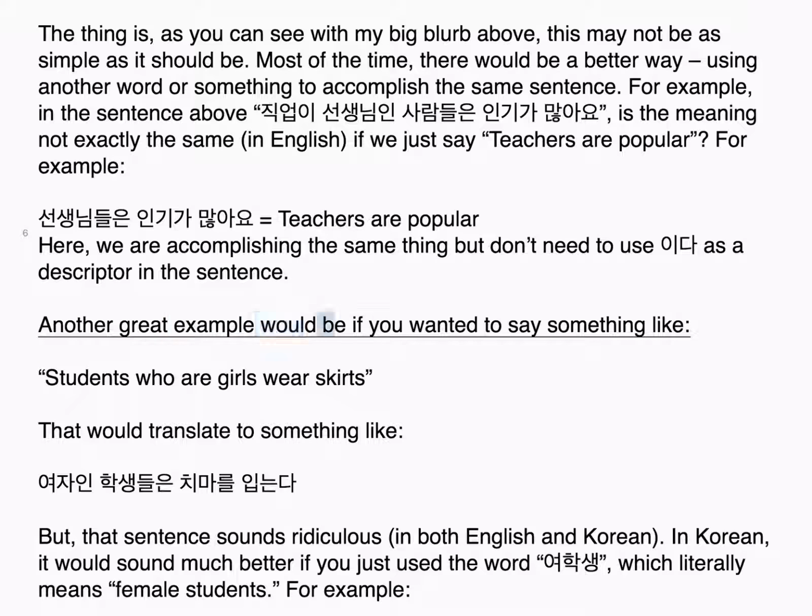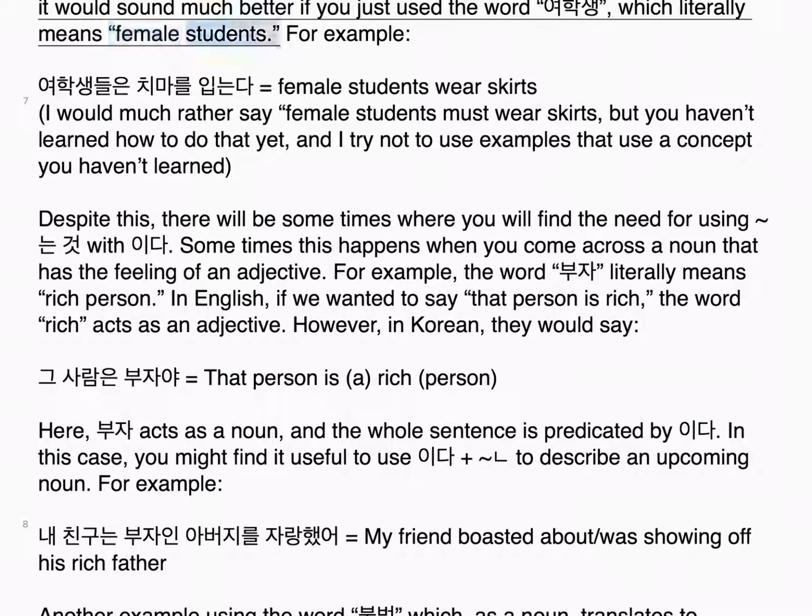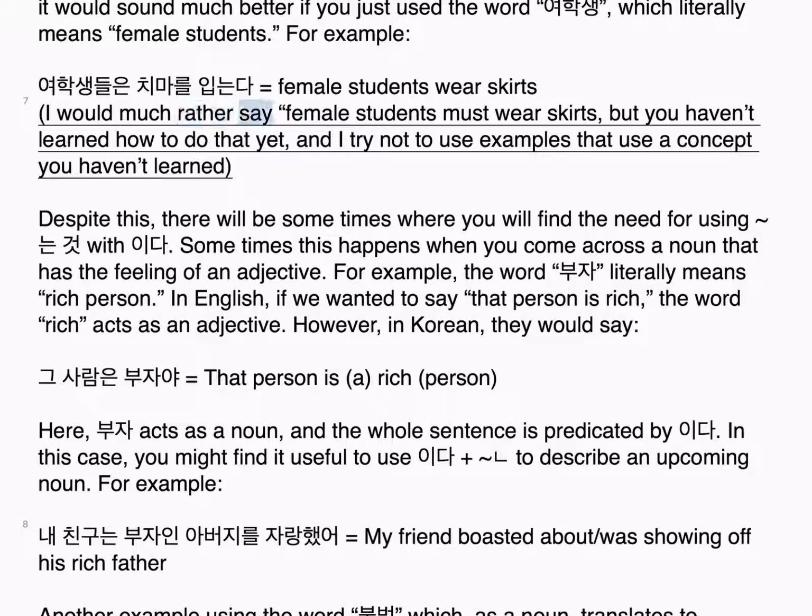Another great example would be if you wanted to say something like, students who are girls wear skirts. That would translate to something like 여자인 학생들은 치마를 입는다, but that sentence sounds ridiculous in both English and Korean. In Korean, it would sound much better if you just used the word 여학생, which literally means female students. For example, 여학생들은 치마를 입는다 equals female students wear skirts. I would much rather say female students must wear skirts, but you haven't learned how to do that yet, and I try not to use examples that use a concept you haven't learned.